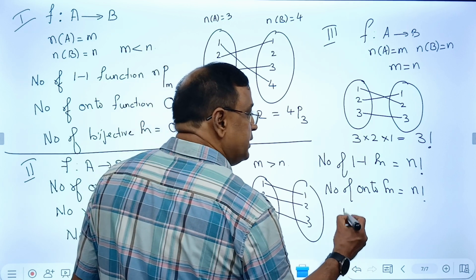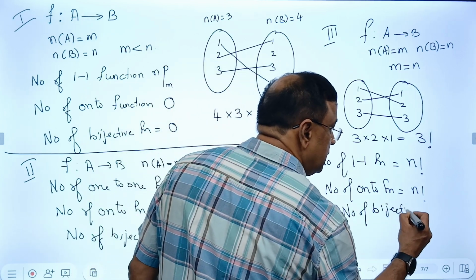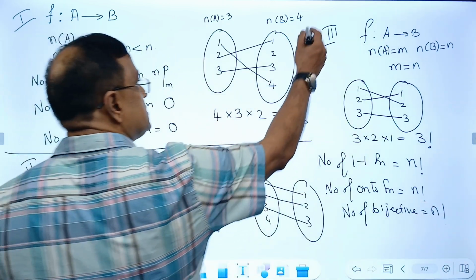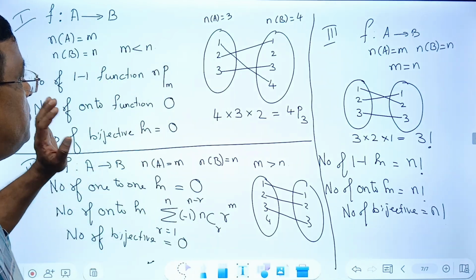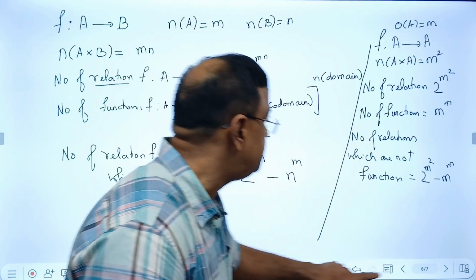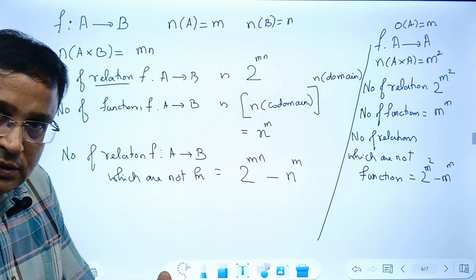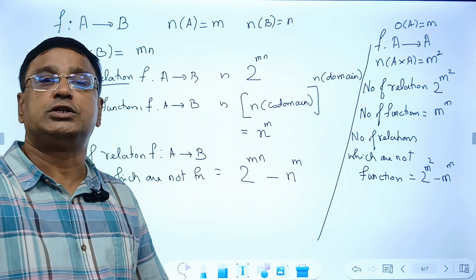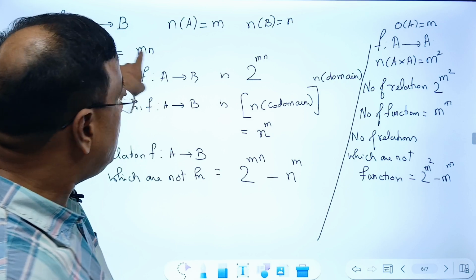So what will be the number of bijective functions? The number of bijective functions will be n factorial. So don't forget these formulas. If you know these formulas, you can attempt any one mark question pertaining to the number of functions, the number of relations, and the number of relations which are not functions. These 3, if it is from A to B or from A to A, you can attempt any question.